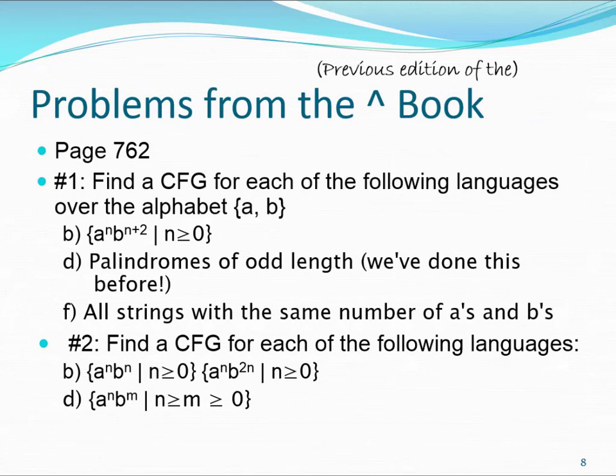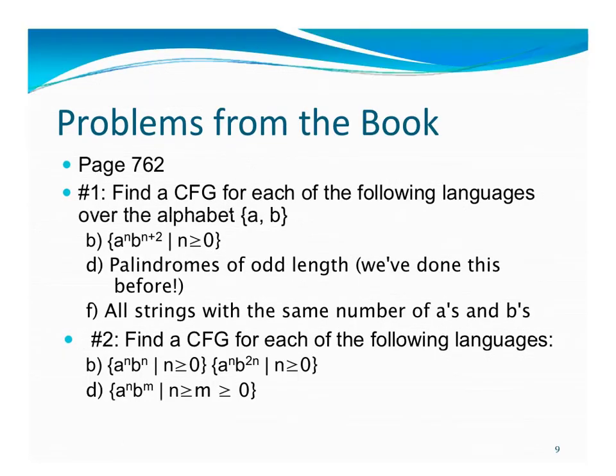So here are some problems that I got out of the previous edition of the book. I couldn't actually find anything quite like this in our current book in this chapter, but it's still useful to practice. They're problems we've more or less done before, but let's do them again just for review. So the first one asks us to find a context-free grammar for the language a to the n, b to the n plus 2 for n greater than or equal to 0.